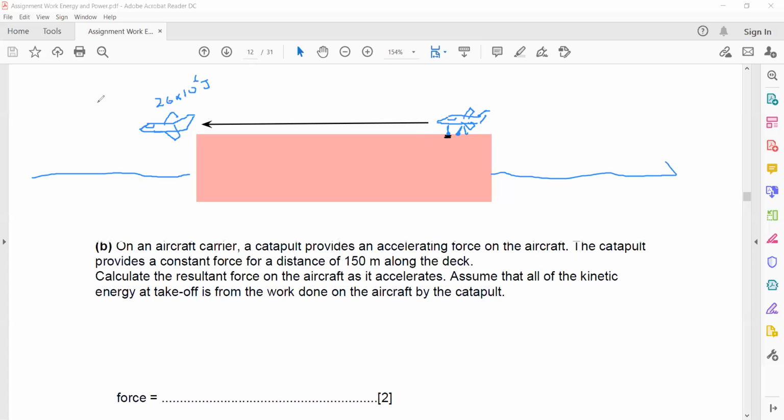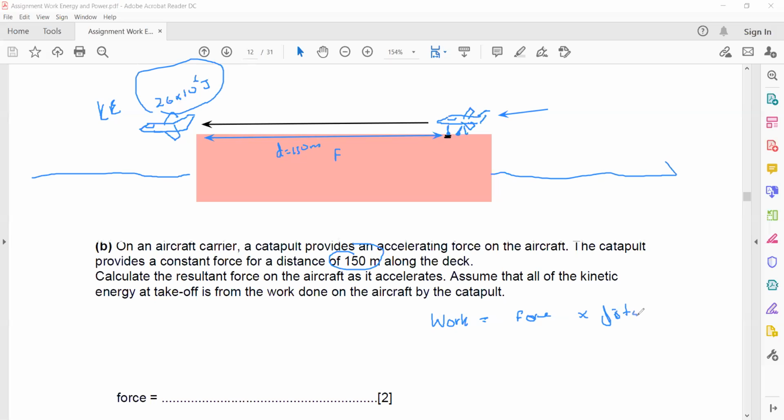So what happened? We need a force. How much force is required? And the distance moved from one end to another is equal to 150 meter. So the distance is 150 meter. We need the force which is required to move this plane from one place to another. So basically we did work. Work done is equal to the kinetic energy. This is work done, and that work done is transferred as the kinetic energy of the plane. So you can say work done is equal to force multiplied by distance.